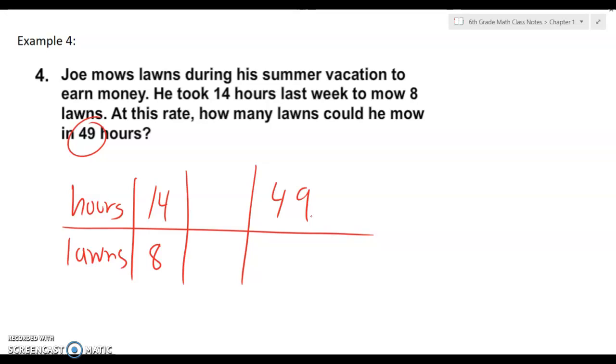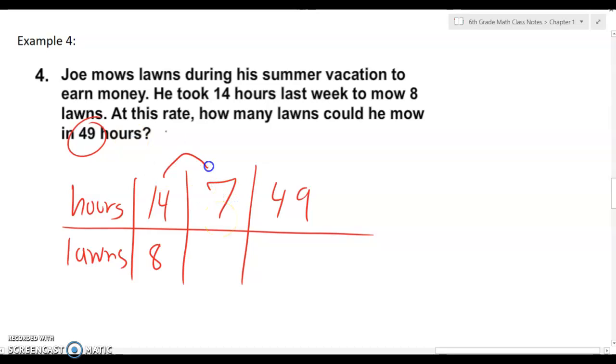So what I'm going to think about is I need to get from 14 to 49, but it's not so easy to do that. So I'm going to think of a factor in common between 14 and 49 to put in this box here. Well, I'm thinking about a factor. 7 is a factor that's in common between both of them. So I'm going to put that here.